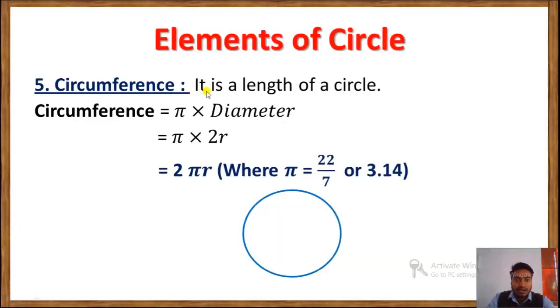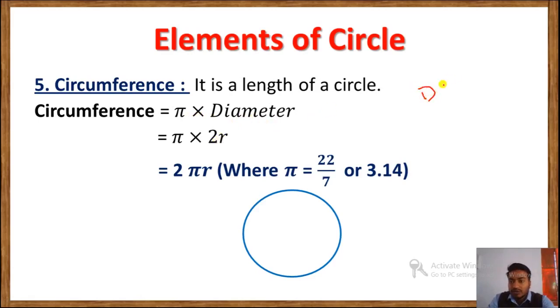Circumference is nothing but the length of a circle, or we can say the perimeter of a circle. Understood? Now how do we find the circumference? For that we have the formula: circumference equals pi into diameter.